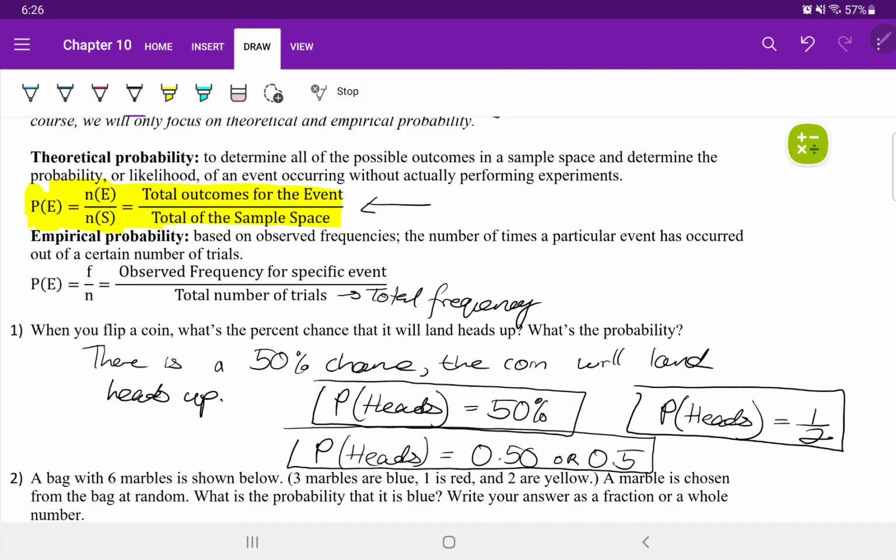As you can see, you can write your probability in 3 different ways. You can write it as a percentage, as a decimal, or as a fraction. These are all equal to each other. So that is the probability the coin will land on heads.